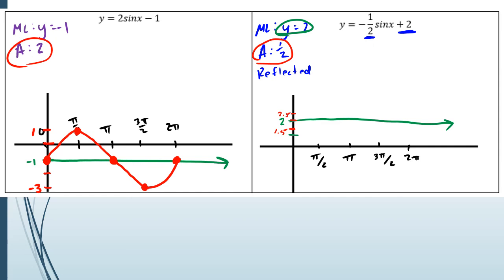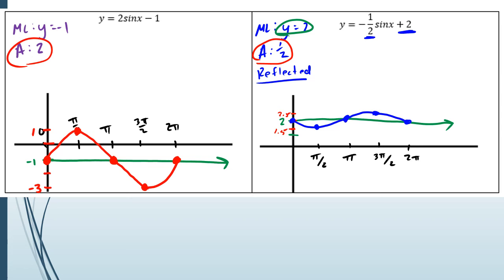We're going to start on our midline. This is reflected now, which means that pi over 2 is going to be my lowest point. Pi is still in the midline. 3 pi over 2, which is normally my lowest point, is now going to be my highest point. And then 2 pi is going to be right on the midline as well. So this one's going to be a little skinnier because our amplitude is only 1/2 as compared to the 2 that it was over here.